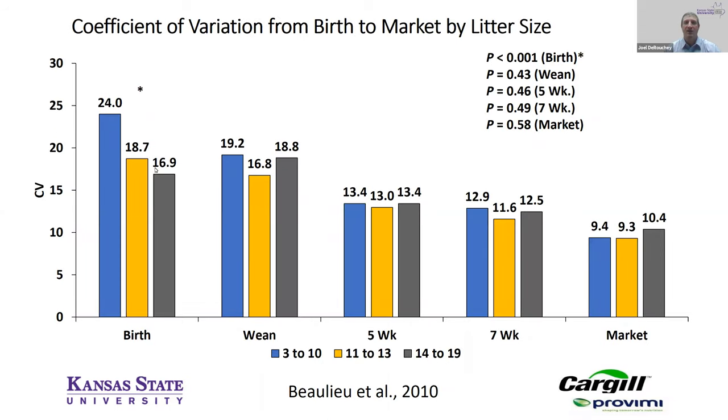The first data set I'd like to look at is the CV from birth to market based on litter size. And in this particular case, the sow groups were divided if they had 3 to 10 pigs, 11 to 13, or 14 to 19. And what we'll see is at birth, there was a statistical difference based on the litter size number, with those that had 3 to 10 having the highest CV, and those with the highest initial litter size having the lowest. However, what you'll see at weaning through market, there was no difference in the pig population based on if they were from the smallest litters or the highest number of litters, 14 to 19, at the time of market. Thus reflecting there was a difference early, but not necessarily when those pigs started to be marketed.